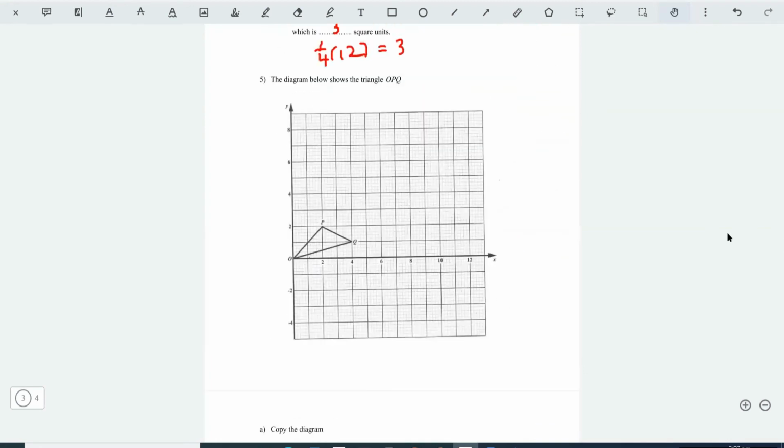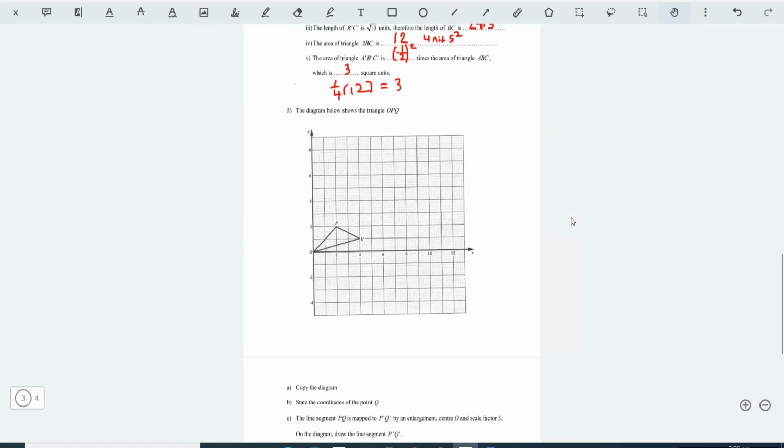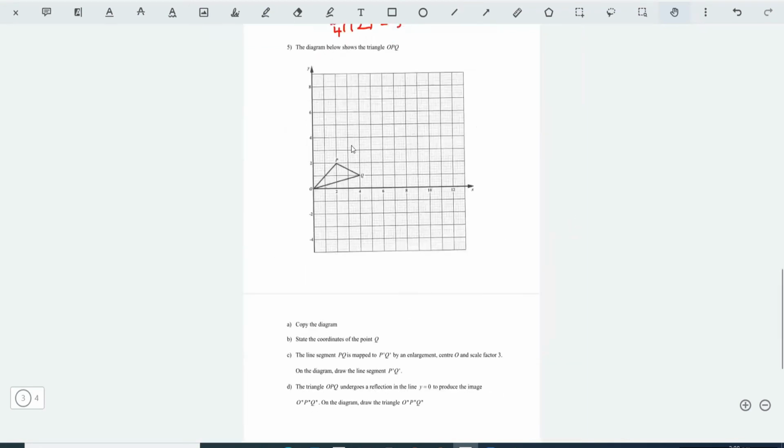All right. Now this question right here. It says the triangle OPQ is given in the diagram. What do we need to do? We don't need to copy the diagram, it's already here. State the coordinates of Q. This is Q right here. Q is the point where the x value is 4 and the y value is 1. So you can just tell them Q is the point (4, 1).